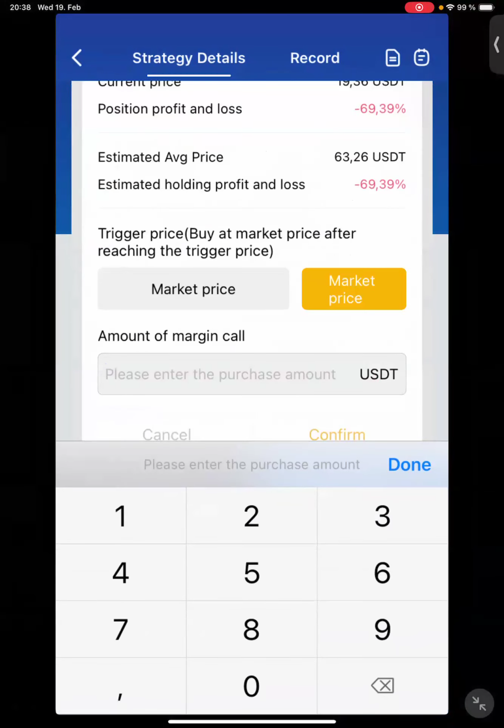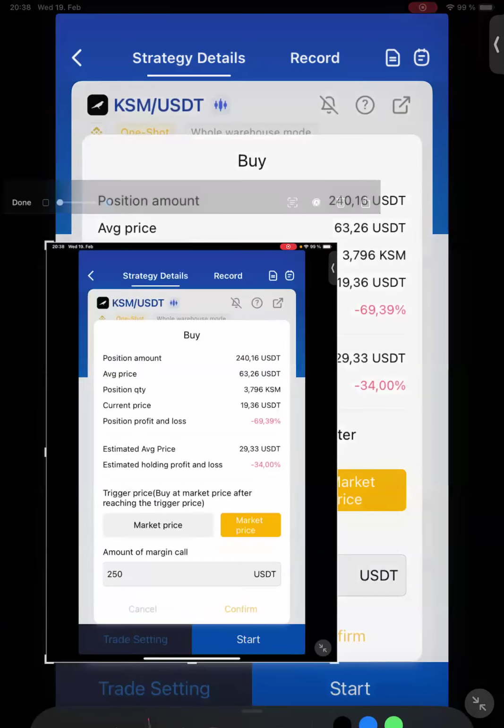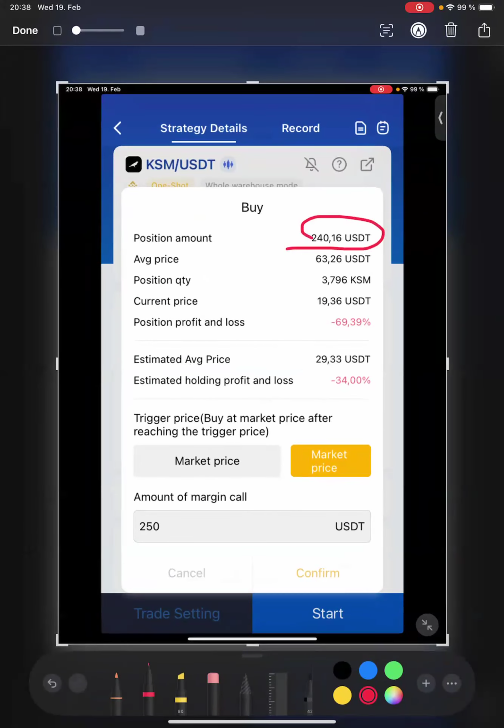If I decide to buy, let's say 250, the amount I invested here is 240. If I decide to do manual replenishment and invest 250, it's going to reduce my floating loss from negative 69 to negative 34%. Can you see that? Now I'll get a new average price. Look at the new average price, from 63 to 29. It's not magic. It's just me adding more money to my assets. That is all. Before you'd say, Jack, you are out of the coin.